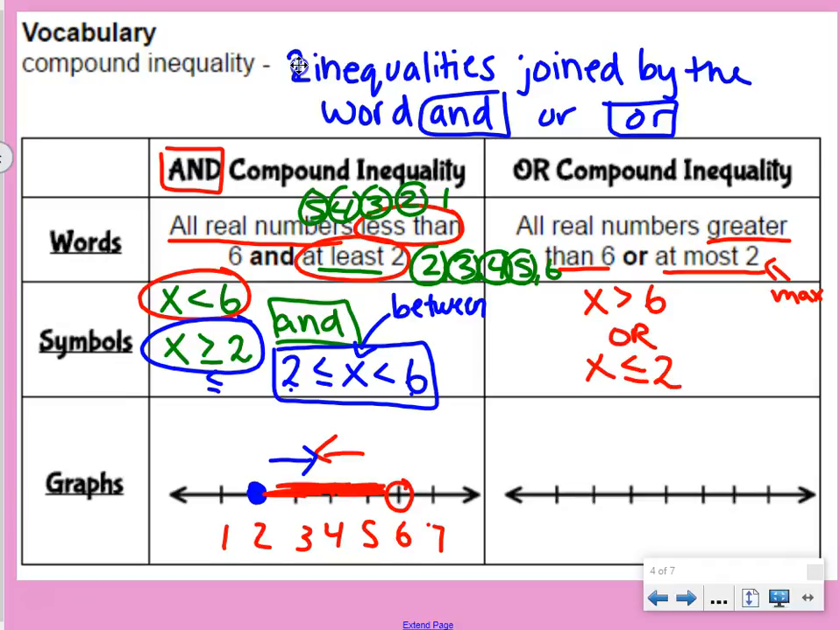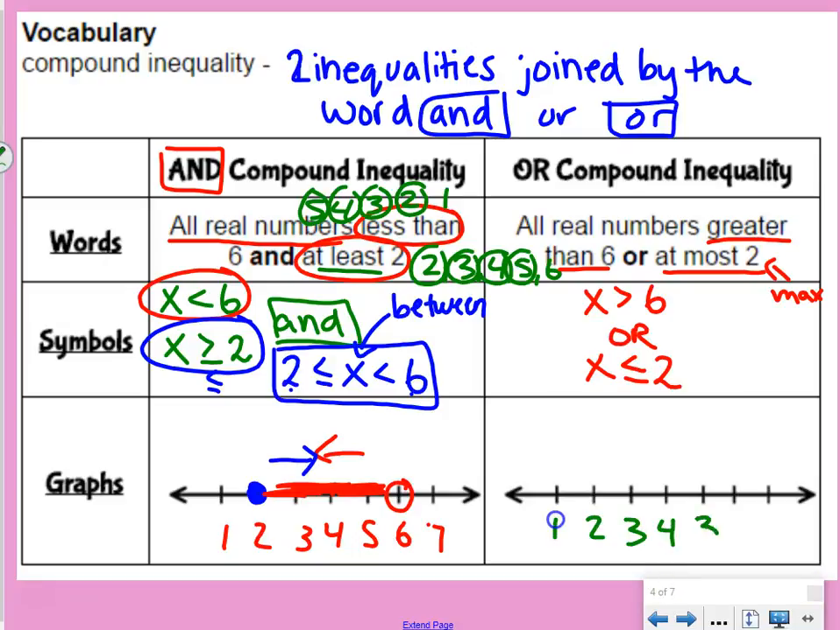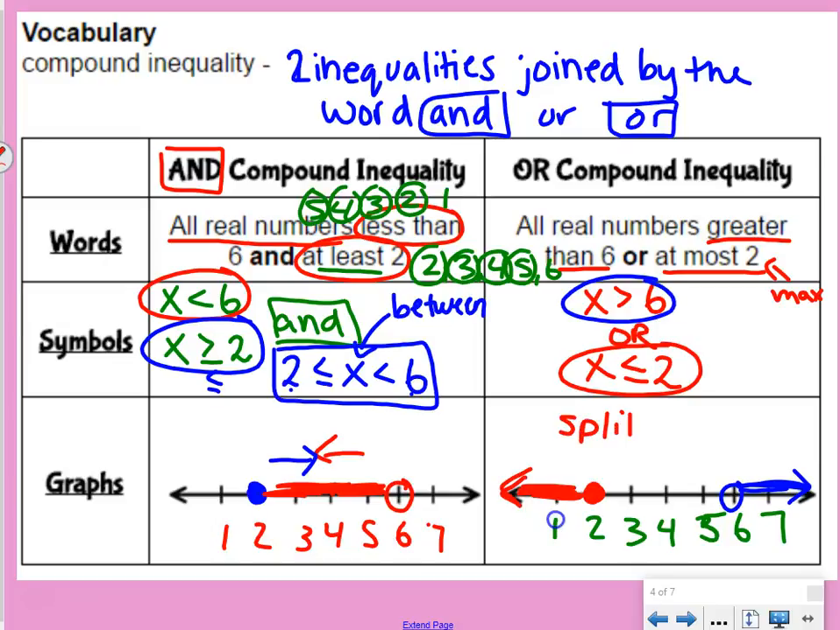So now to graph that, we make sure that we can fit 2 and 6 on our number line. x is greater than 6. We would put an open circle at 6 and shade to our right. x is less than or equal to 2 would have a closed circle at 2, and we're shading the numbers that are less than 2, so we go to our left. So this is a split apart graph, whereas our "and" was a between graph. So that's one way you can remember how the graphs are supposed to look.